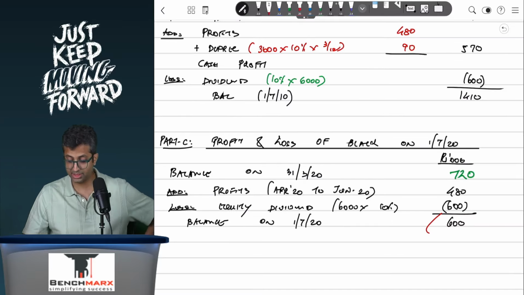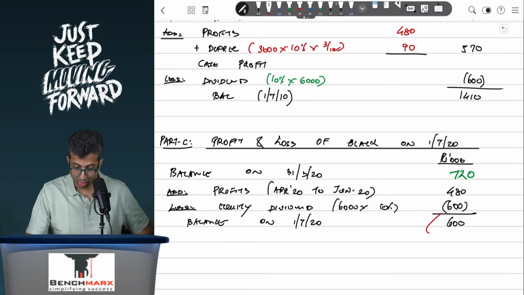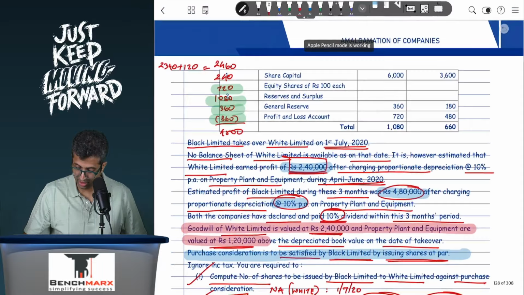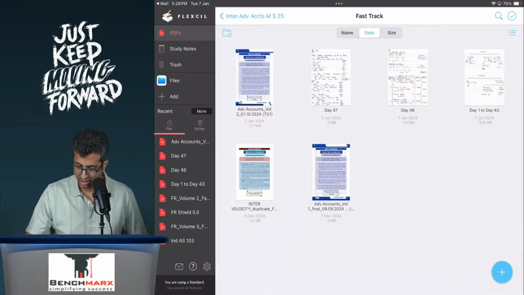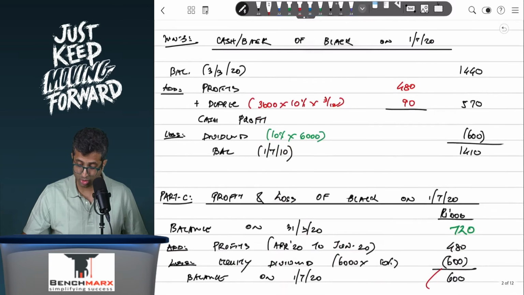So if you go to see over here, this will be part C, profit and loss will be, oh, I missed out the dividend. So profit and loss of Black would have been, I think, 1080 minus 600 because of the dividend being paid, and then 480. Maybe this will come down to 960. As you can see, I missed out one important point.